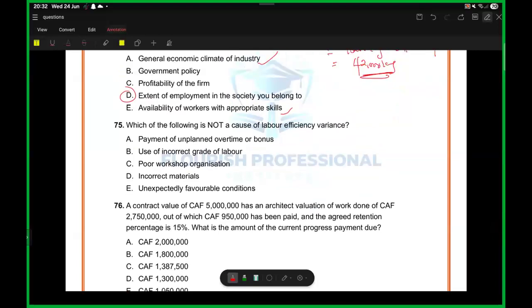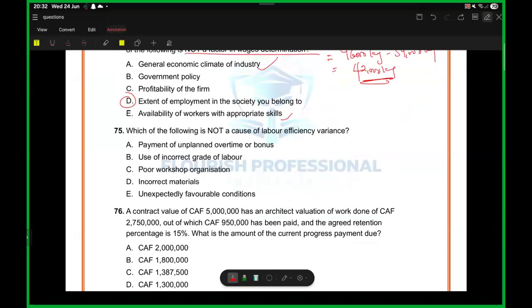Which of the following is not a cause of labor efficiency variance? We've already spoken about labor efficiency. The efficiency is talking about the hours. In labor, the efficiency is the hours. So which one is not a cause of differences in labor hours? Payment of unplanned overtime or a bonus is a factor.